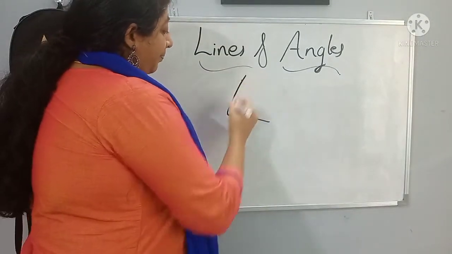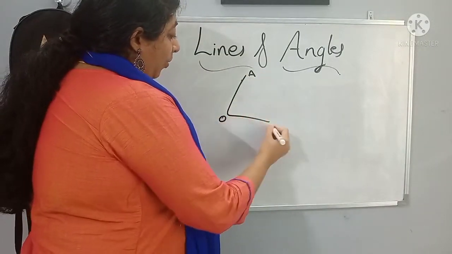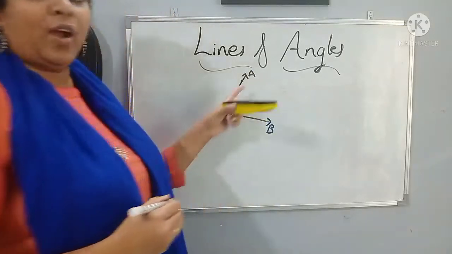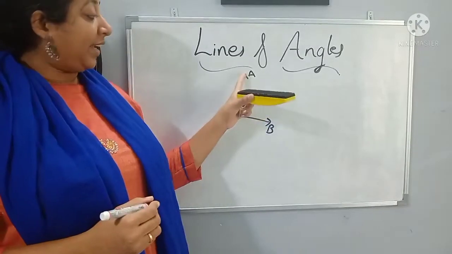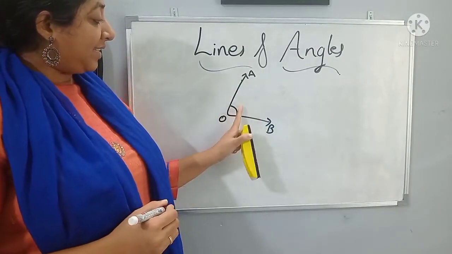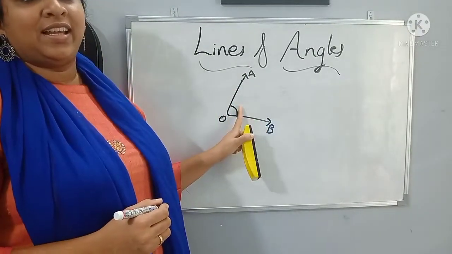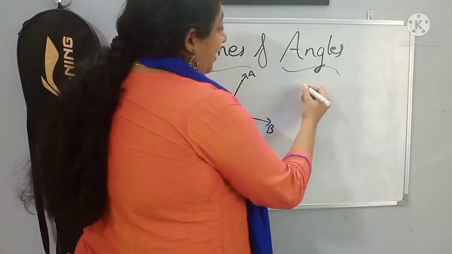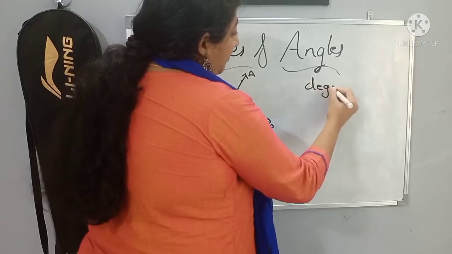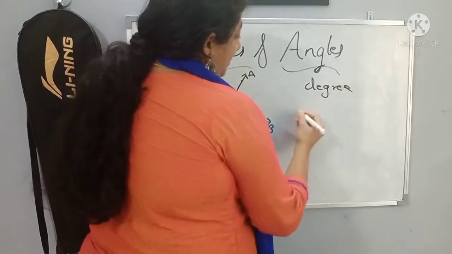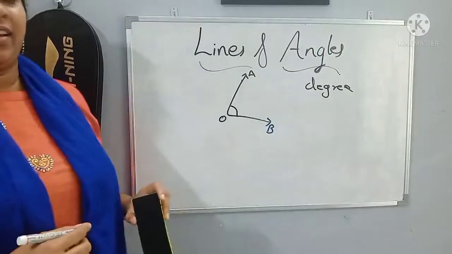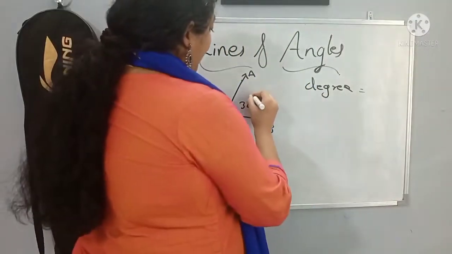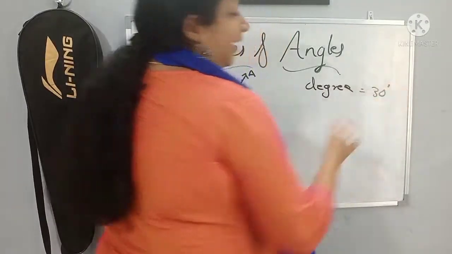An angle means this is angle AOB. It contains two rays. This is the angle. What is the unit of angle? That is degree. If the angle is 30 degrees, I will represent it as 30 degrees.